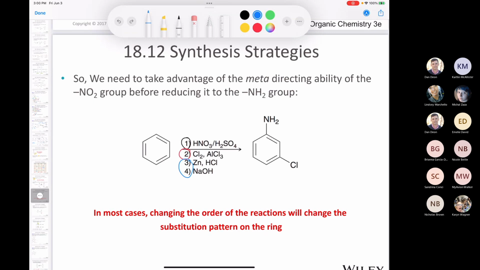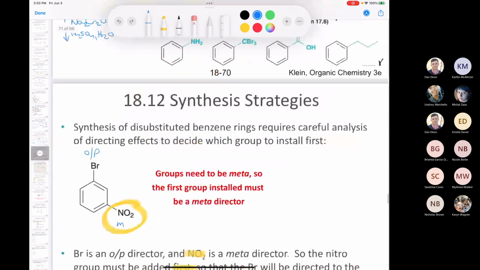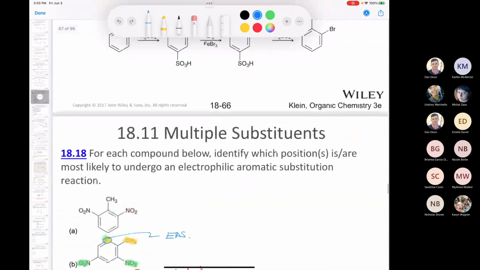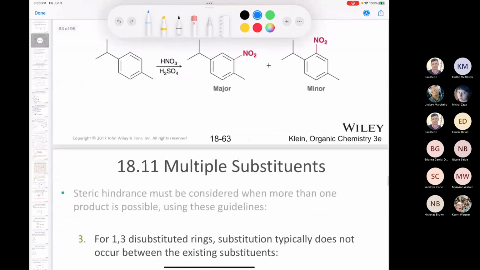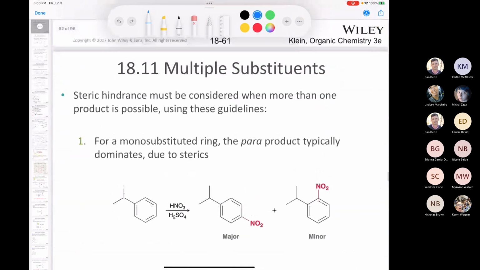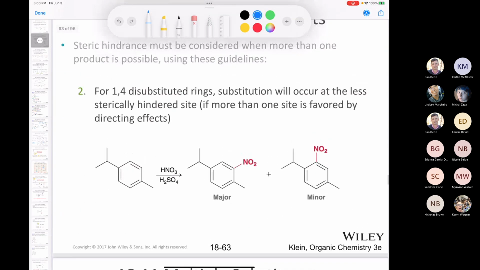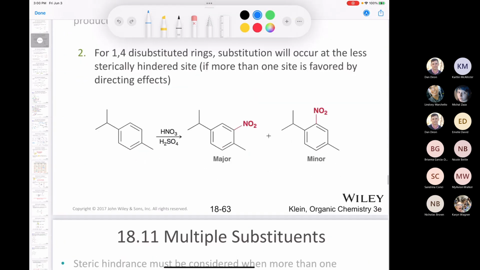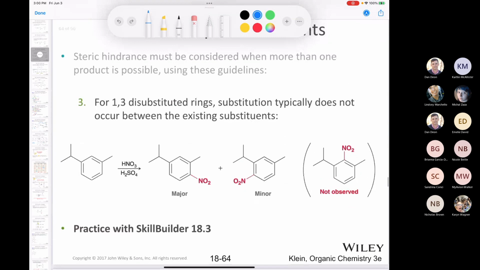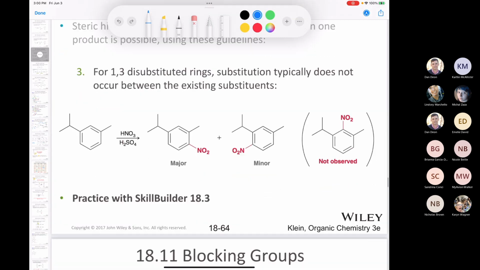Now, are you ready for this? Now, let's just back up. I want to get some things straight in your mind. It's nice to kind of go back and sort things out. If you remember, when we talked about di-substituted compounds, I showed you three kind of exceptions for multiple substituents. Para product will predominate. Then I said if you have a 1,4, it's going to go with the less sterically hindered site. And then I said if you have 1,3, you almost never get any electrophilic aromatic substitution in the middle. Okay, so that was with di-substituted rings.